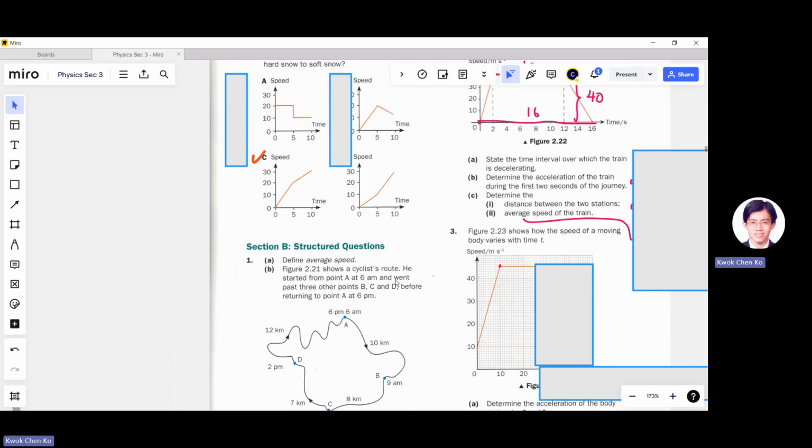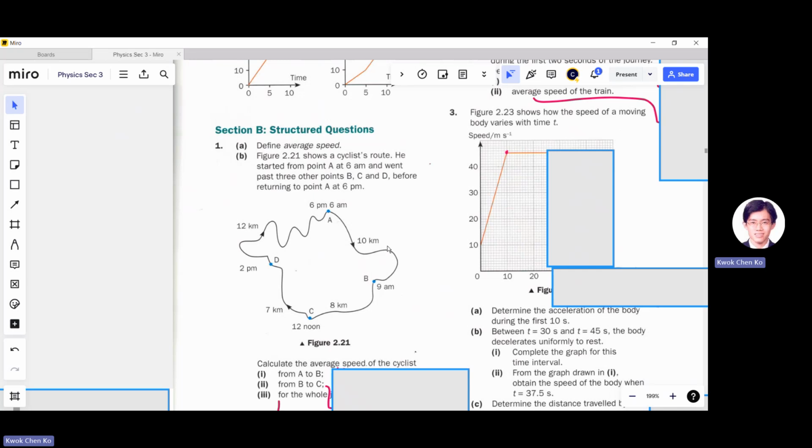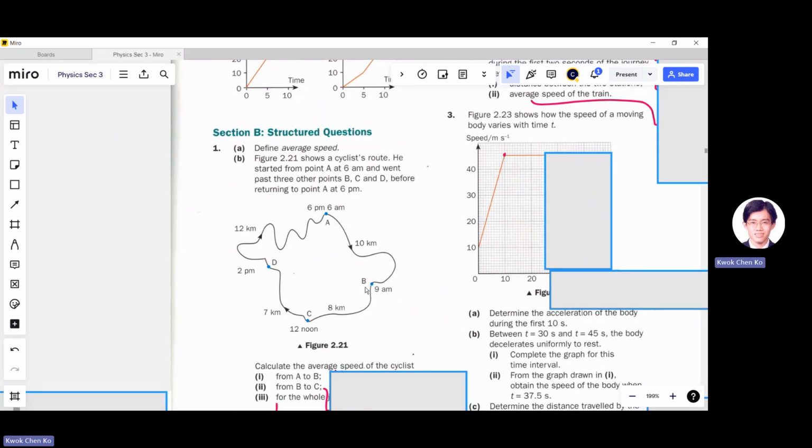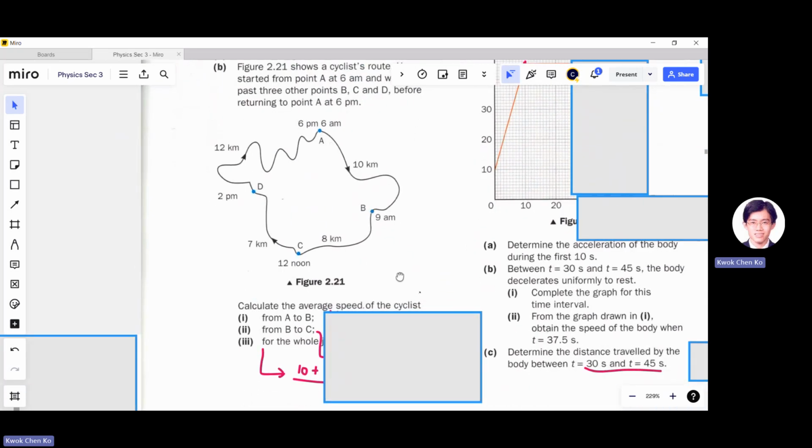From 8 to 6 p.m. it took 12 hours, because they drive for many kilometers. It started from point A at 6 a.m., then went to B, until A again at 6 p.m. Average speed from A to B: 9 a.m., so it took 3 hours. So the average speed is 10 divided by 3.